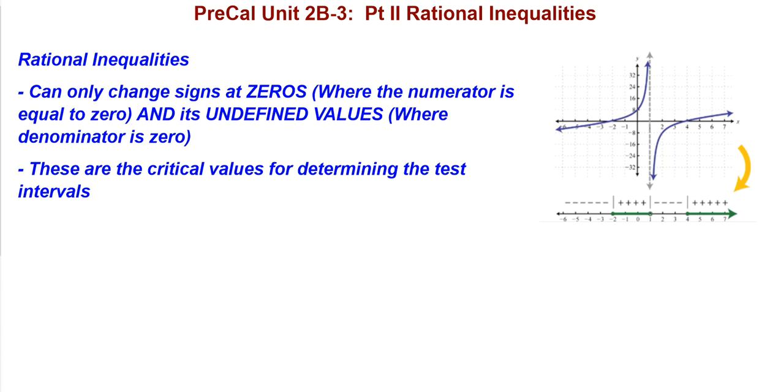Alrighty, so we're going to do part 2 of Unit 2B3, Rational Inequalities, just a couple of quick examples. This is very similar to what we just did in the first half, only now we're dealing with the rational, the P of x over Q of x type thing. The tidbit here is you're only going to change signs at the zeros and at the undefined values, basically the vertical asymptotes. We're not going to worry about the horizontal asymptotes. These are going to be our critical values, so we're going to do the exact same thing.